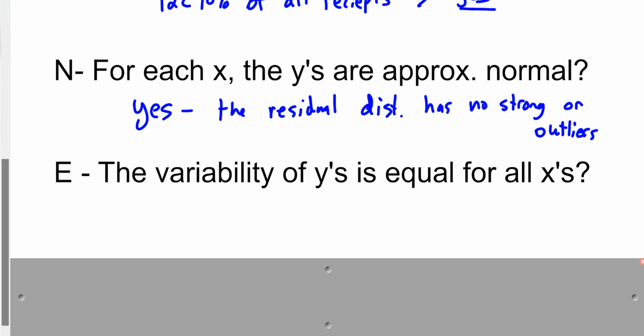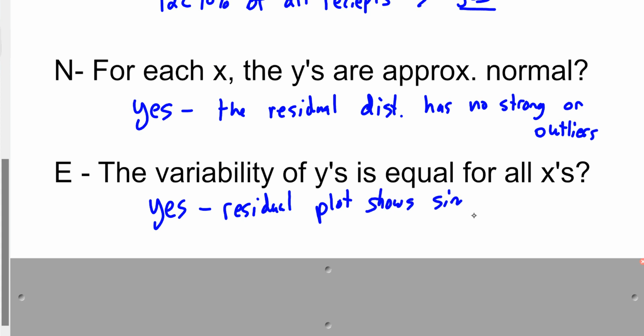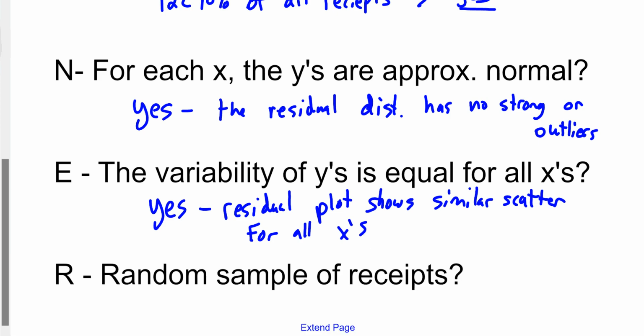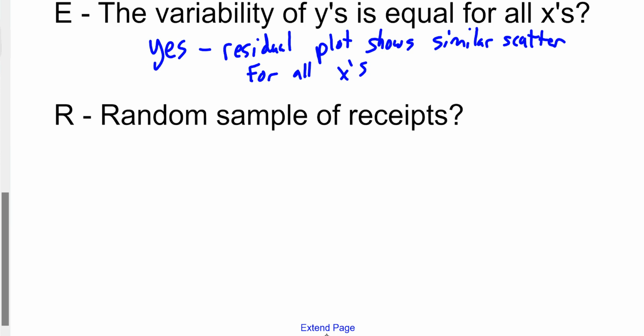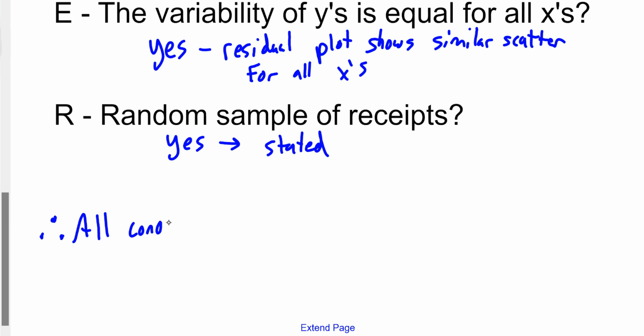So we're going to say yes. Residual plot shows similar scatter for all x's, we'll say. And last one, R. Was this a random sample of receipts? I believe it was stated so. And because of that, we can say all conditions are met.